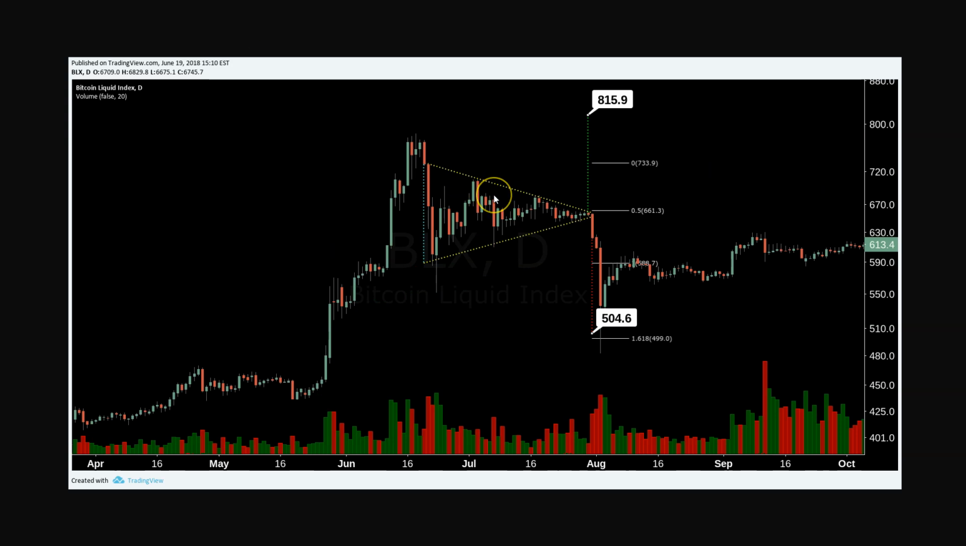Let's look at another one. This is a bilateral symmetrical triangle. We're kind of setting ourselves up for something like this. And you'll see this in crypto frequently because we love to just moon rocket up and then chop around for a month or two. And then all of a sudden, some catalyst will just dump it. This was the Bitfinex hack in this case, in 2017.